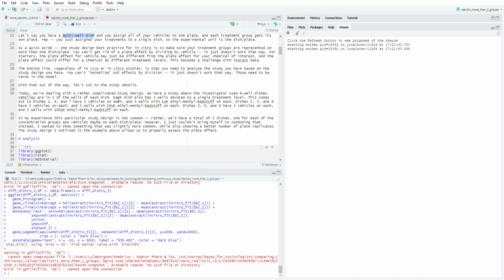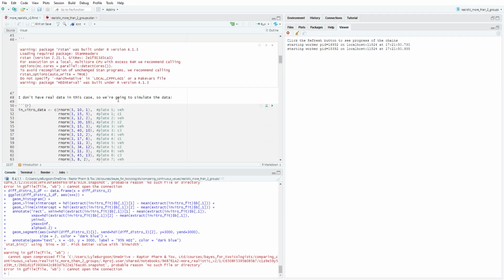On the next dish, we'll call it dish 2, we've got 3 vehicles and then 3 all of another group. And then dish 3, we're going to have 3 vehicles and then 3 of all of another group. So I'll show you what this ends up looking like.